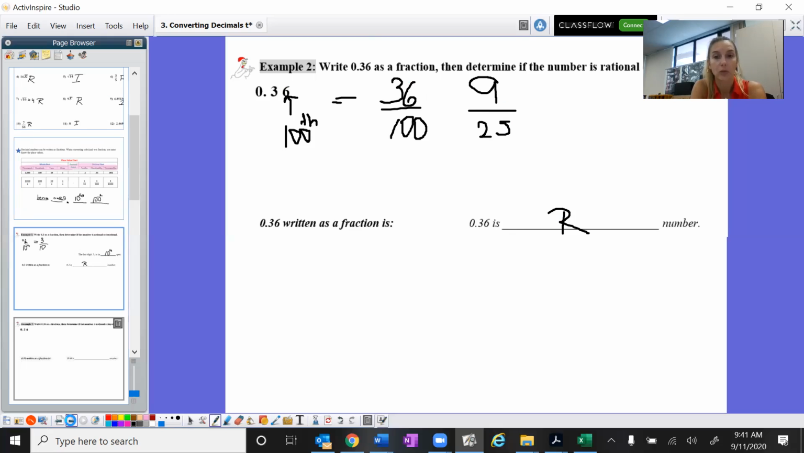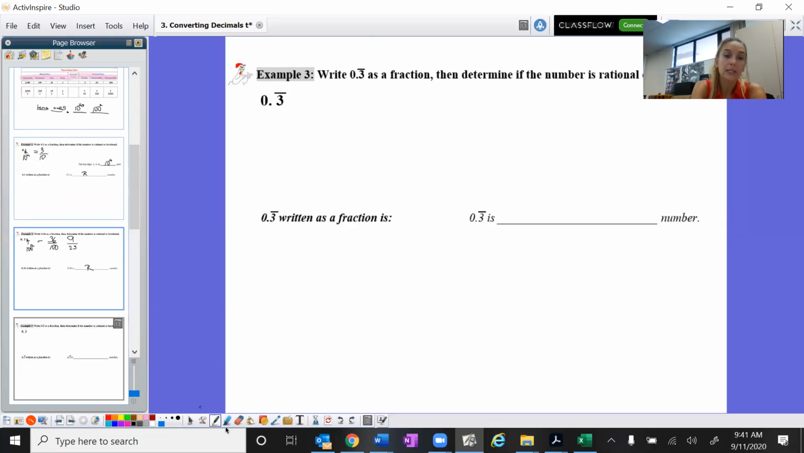Let's look at the next one. In this case, if you notice, there is a line above the 3. And we talked about it yesterday. If there is a line above that number, the line tells me the 3 is repeating. So it's 0.333333, and it goes on and on and on. Anytime a digit repeats, that means the number will never end, and it's never going to become its full potential.